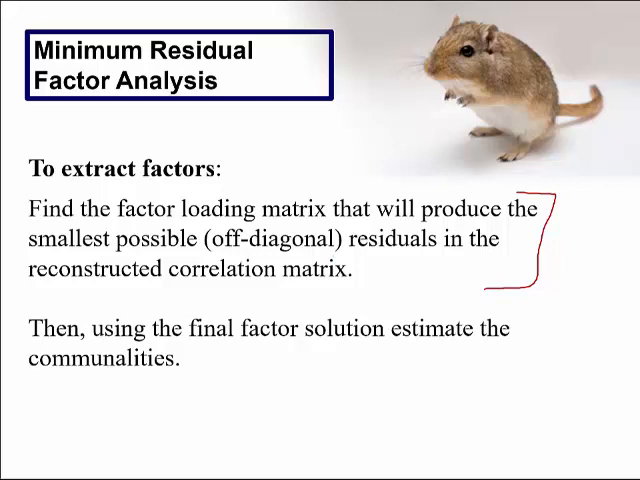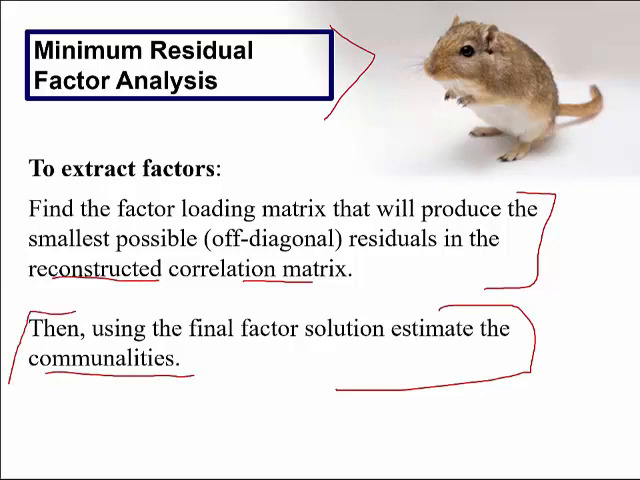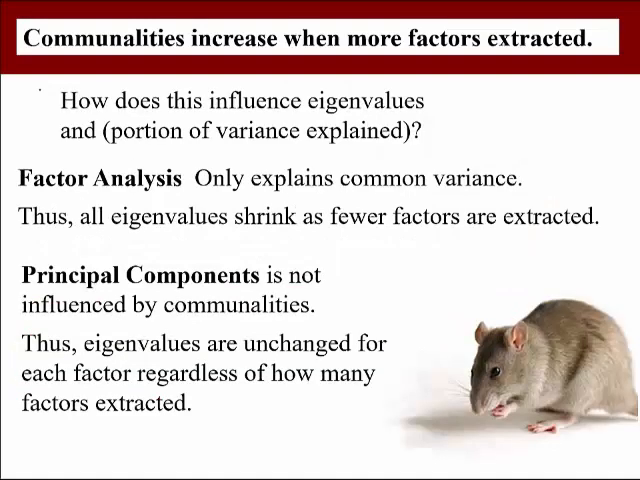The minimum residual analysis focuses on a solution that will minimize the residuals in the reconstructed correlation matrix. And then, once you have the results, you can use those results to estimate the communalities. And so we don't have to go through iterations at that point. Once you have your final solution, you can just use that to estimate your communalities.